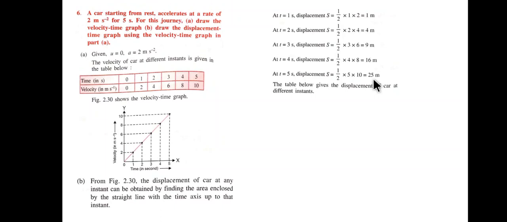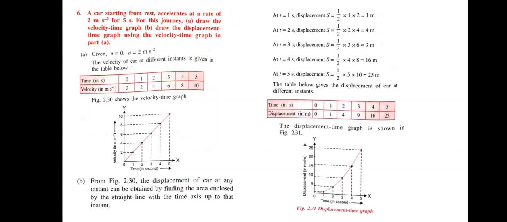So the table that we'll get is for the displacement time graph. You'll get 0 for 0, that is 0 comma 0. Then for 1 second time, the displacement is 1 meter. For 2 seconds, the displacement is 4 meters. For 3 seconds, the displacement is 9. Then for 4 seconds, 16. For 5 seconds, it is 25.